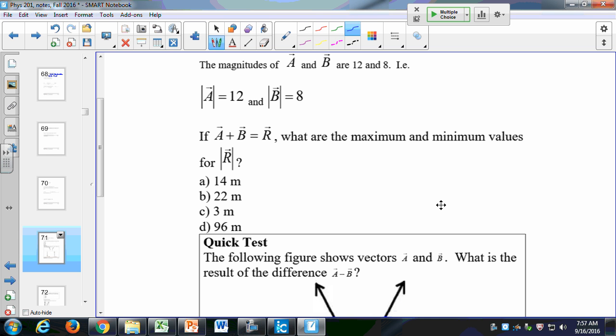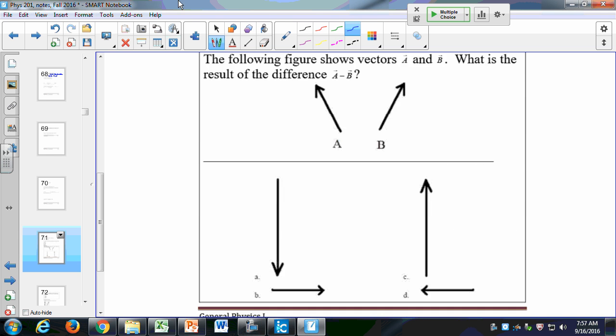Okay? Let's try this other quick test. It's in your book, but I'll draw it up here too. I'm going to go ahead and start the clicker. It's on page 71, the one with the arrows. I've already started the clicker, but let me draw the problem for you up here. You'll see something like this on the test too. You have to do it in the lab as well. Consider that I have a vector A, looks like this. B looks like this. I want to know what is A minus B.